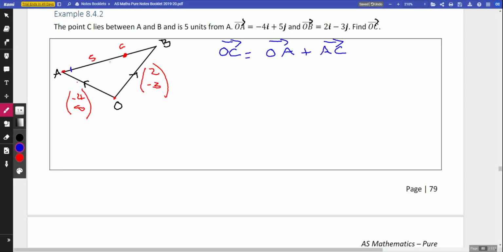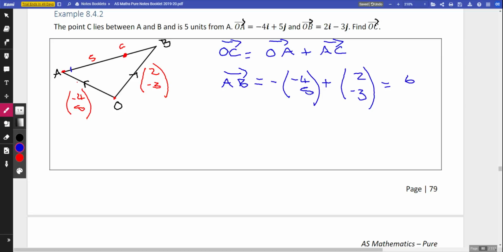Okay, so I want to work out what A to C is, so I'm going to start with A to B. A to B is equal to A to O, which is minus 4, 5, negative, because I'm going in the opposite direction. Remember, minus 4, 5 is O to A, so I want to reverse that. And then I'm going to add on to that O to B. So that's 2, minus 3. So we've got minus 4 minus, so that's going to give me 6 there. And then minus 5 minus 3, which is giving me minus 8 there. So that's the vector A to B.